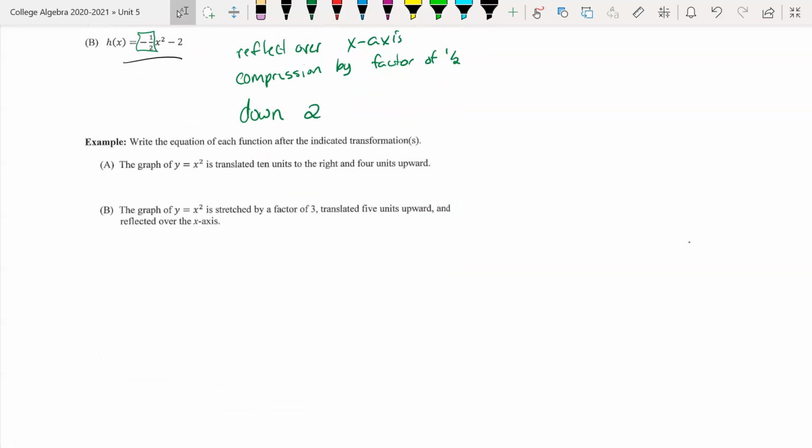So lastly, I just wanted you to write a couple. So if I translate it 10 units to the right, I'm going to say x minus 10 squared. And 4 units up, I'm going to say plus 4. Next one, it's stretched by a factor of 3. Translated 5 units upward and reflected over the x-axis. I'm going to say negative 3x squared. And then 5 units up, I'm going to say plus 5.